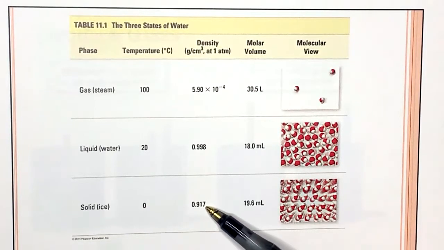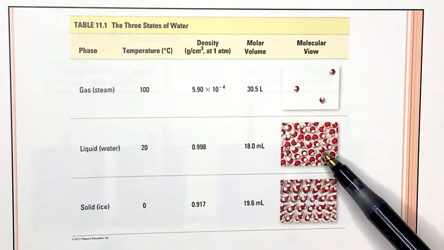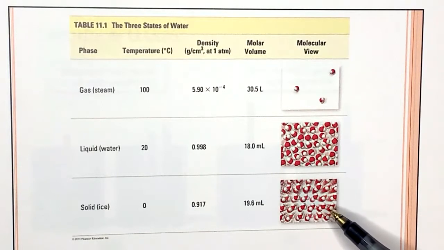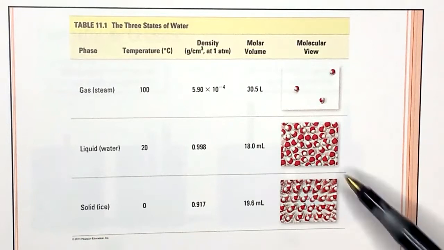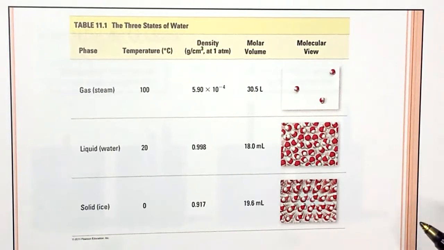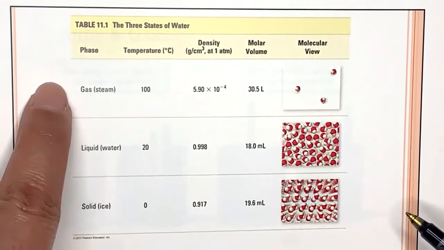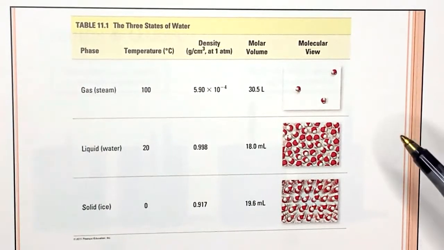It's 0.917 to 0.998. But it's really because water is closer to 1 and ice is actually a little bit less dense than that. But this is an exception, okay? And most of the time, solid is packed close together, liquid is in the middle, gas is the furthest apart. So the further apart they are, the weaker the intermolecular attraction, okay? So we'll talk about that.